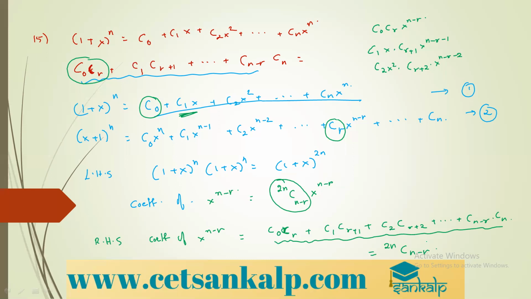Equating the coefficient of x power n minus r on both sides, I will have 2nC n minus r. But this I have to simplify because this is not there in the option. It is 2n factorial by n minus r factorial, 2n minus n, that is n plus r factorial. This is there in the option.